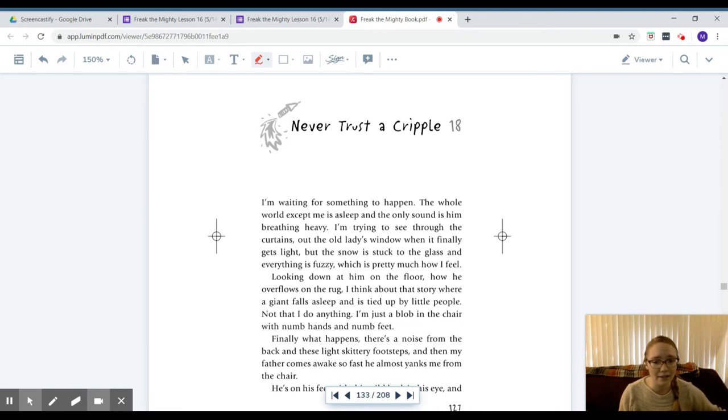Following along, at the top of page 127, never trust a cripple. I'm waiting for something to happen. The whole world except me is asleep, and the only sound is him breathing heavy. I'm trying to see through the curtains, but out the old lady's window when it finally gets light. But the snow is stuck to the glass and everything is fuzzy, which is pretty much how I feel. Looking down at him on the floor, how he overflows on the rug, I think about that story where a giant falls asleep and is tied up by little people. Not that I do anything. I'm just a blob in the chair with numb hands and numb feet.